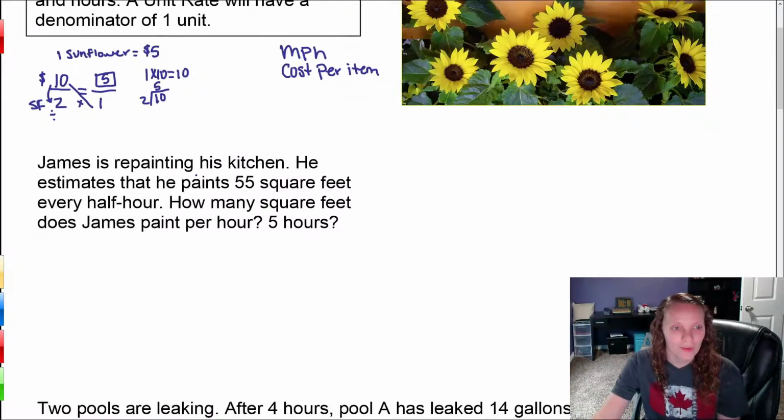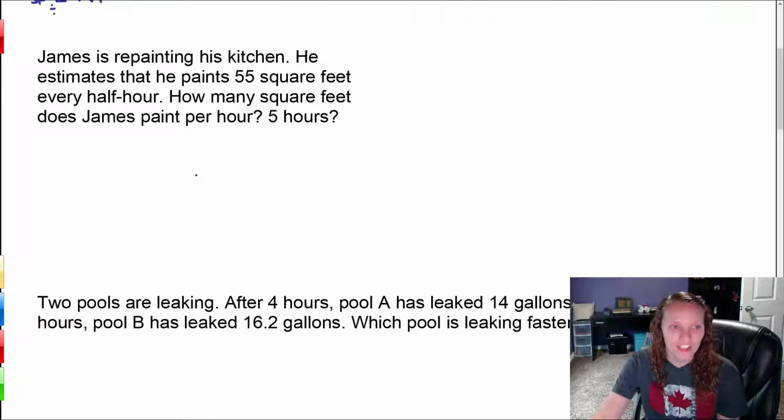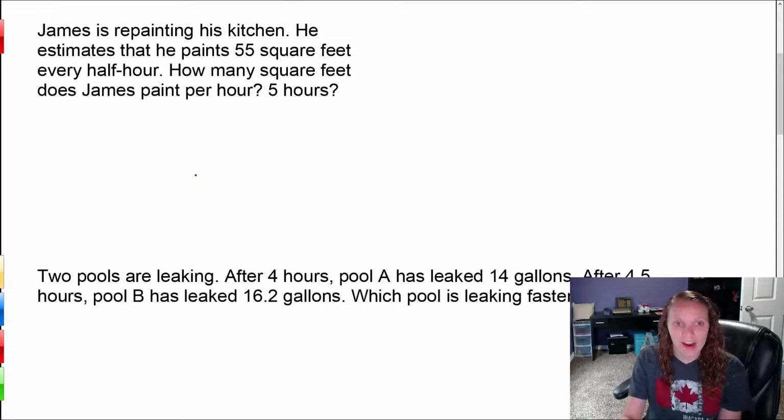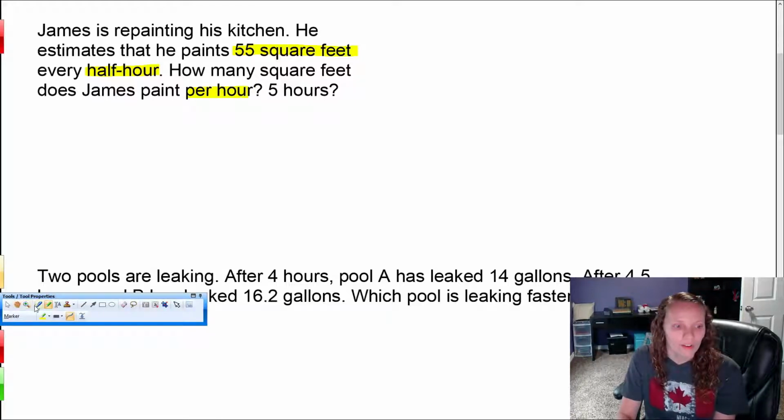Okay, let's try another one. James is repainting his kitchen. He estimates that he paints 55 square feet every half hour. How many square feet does James paint per hour? So I'm noticing he paints 55 square feet every half hour. And then we want to know per hour, which is just 1.